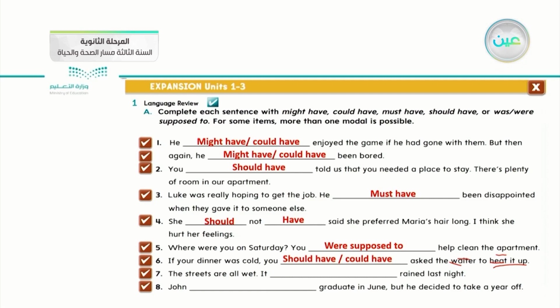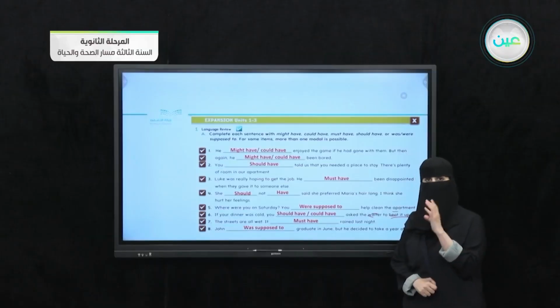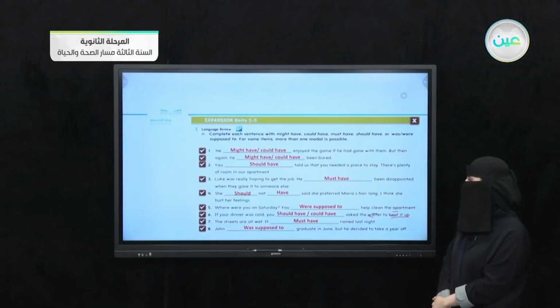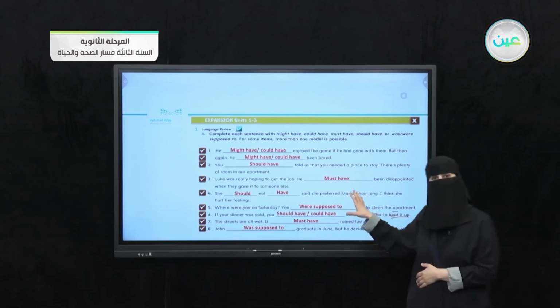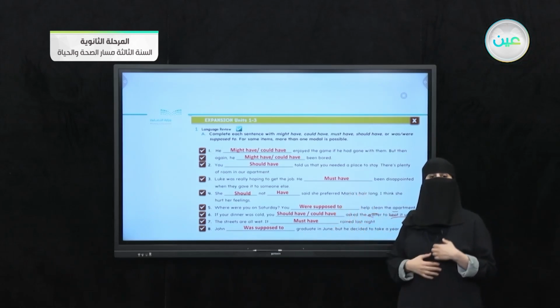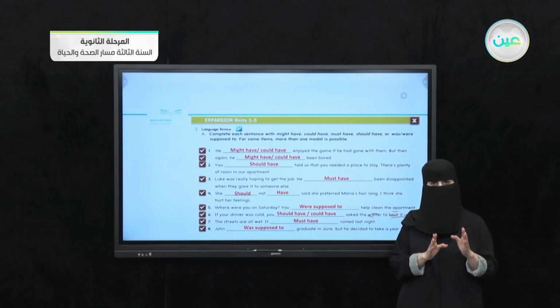Number seven: the streets are all wet. It, space, rained last night. What do you think it is? So it must have is the suitable one for that sentence. The last one: John, space, graduating, but he decided to take a year off. So what do you think it is? John was supposed to. Because John as a subject is singular, we can use was with it. Was supposed to.